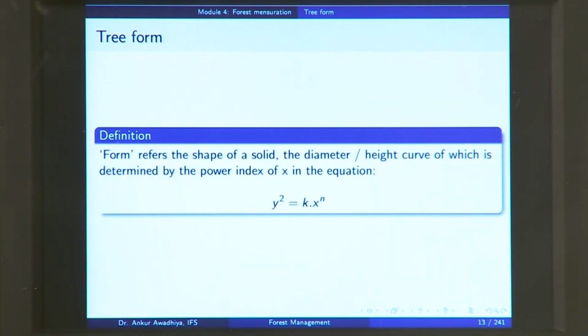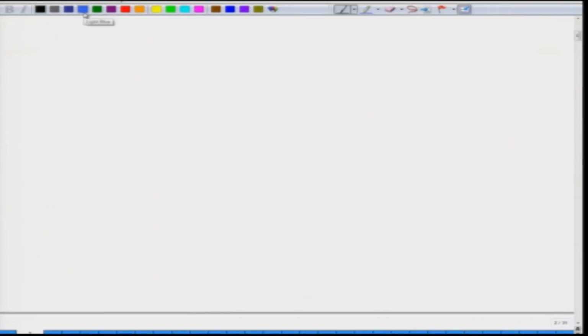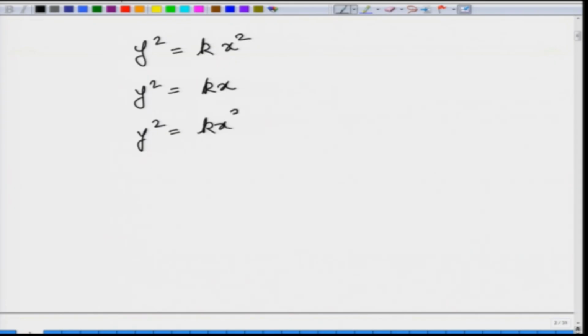So, what we saw in the previous slide is that the topmost portion was represented as y square is equal to k x square, the middle portion was y square is equal to k x, and the bottommost portion was y square is equal to k x cube. And what we are saying is that the form of the solid is represented as y square is equal to k x to the power n. So, here n is equal to 2, here n is equal to 1 and here n is equal to 3.